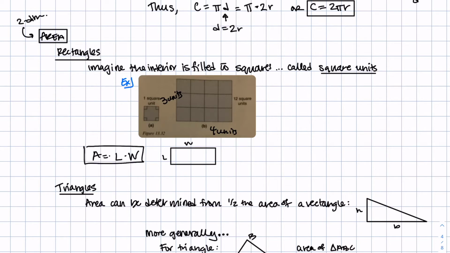Whichever way you want to orient them. Okay, and then of course, for a square, the length is equal to the width, and so the area is just the length squared, or the side length squared. If you want to denote it with an s, of course, whatever notation you like to use is fine.